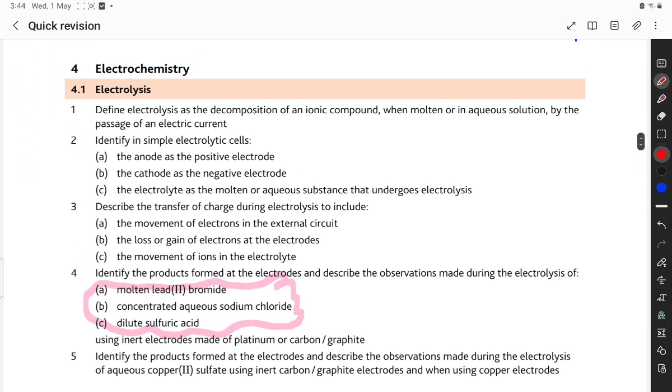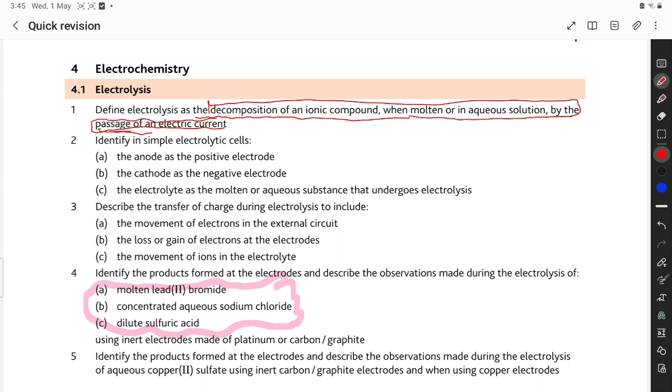Next topic is electrochemistry. Define electrolysis as the decomposition of an ionic compound when molten or in aqueous solution by the passage of an electric current. This is the definition of electrolysis. Please write down this definition. Don't write any other definition. Just this definition, and you will get full marks because this is the syllabus content and the same definition is written in your mark scheme. Identify in a simple electrolytic cell the anode as the positive electrode. This is the electrolytic diagram.